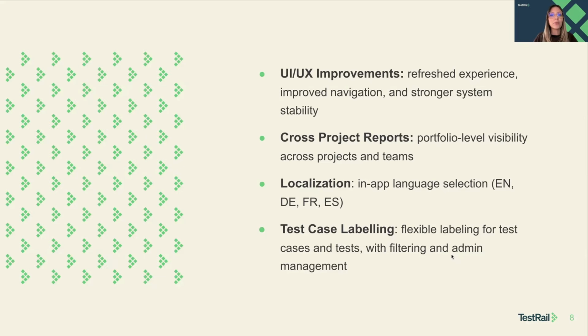For leadership visibility mostly, enterprise customers gained cross-project reports to track quality across multiple projects and teams. We also expanded accessibility further with in-app localization for both cloud and server, and now we support English, German, French, and Spanish. And on the workflow side, we introduced test case labeling, one of our most adopted features ever, a more flexible and scalable way to categorize both test cases and tests with filtering and project level label management.